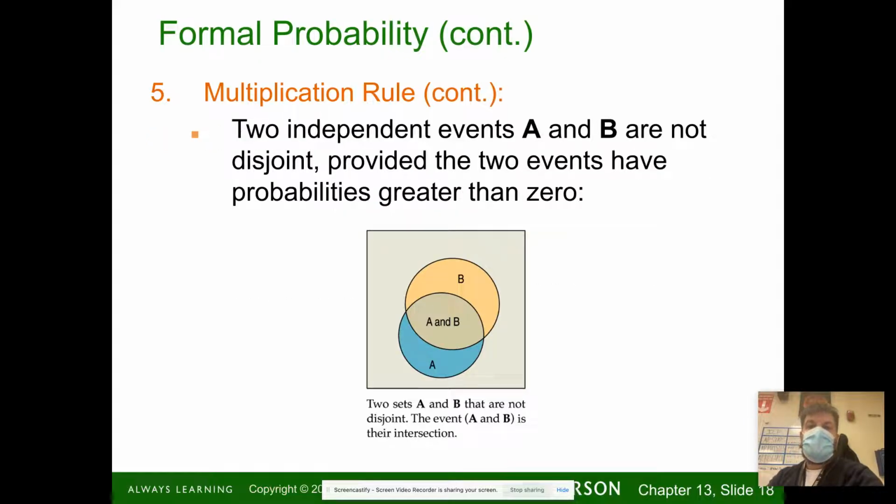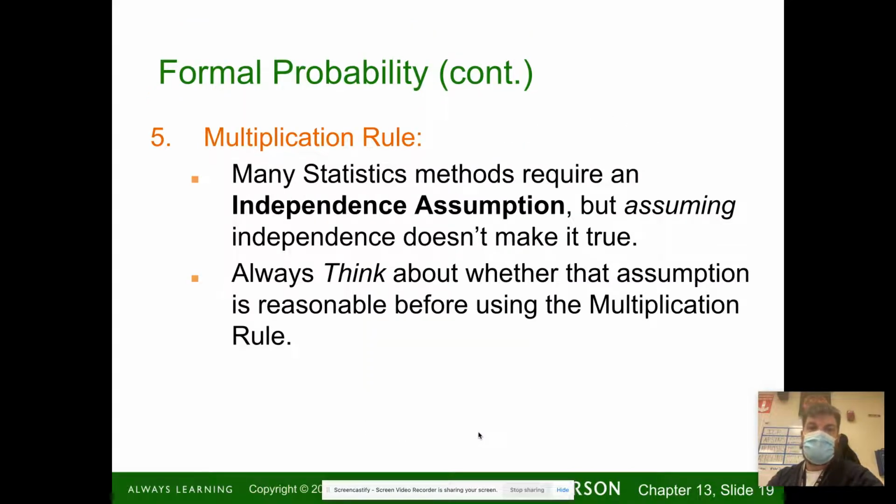So anyway, the multiplication rule then is if you have 2 independent events, they're not disjoint, depending on the definition of what you're trying to do or what the outcome is. These two events have probabilities greater than 0. So you have set A, maybe you're rolling a die, you have set B, and you want to know the probability of them occurring together. So the event A and B is their intersection on the diagram. We'll talk about that in a second.